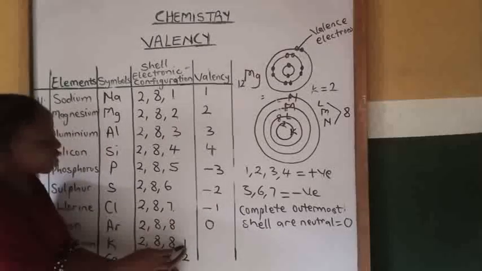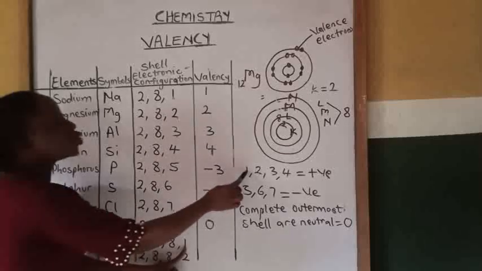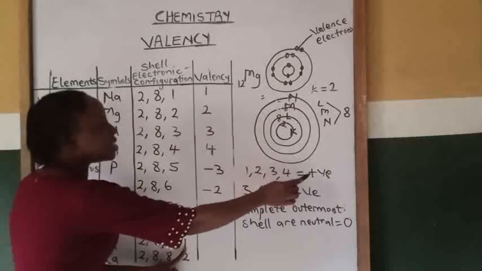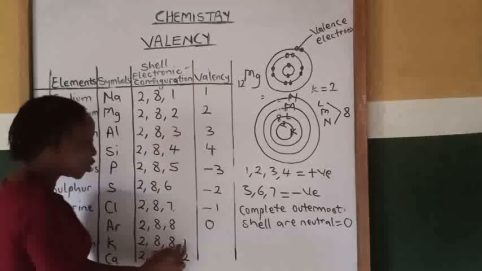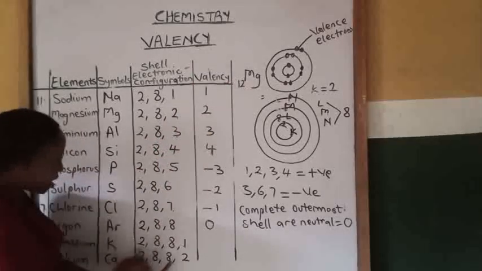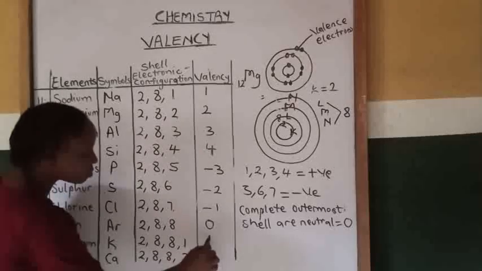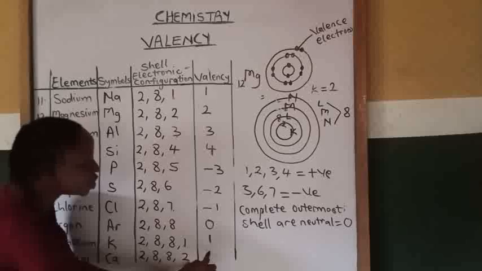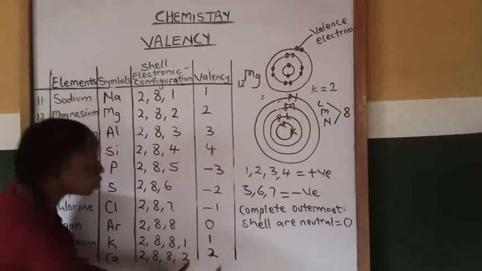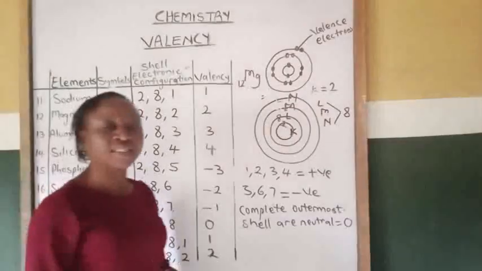Now, let's look at this one. It has 1 valence electron. So for those elements with 1, 2, 3, 4 valence electrons, their number of valence electrons is their number of valency. So the valency for this potassium is 1. So the valency for calcium will be 2. So we've come to the end of this class.